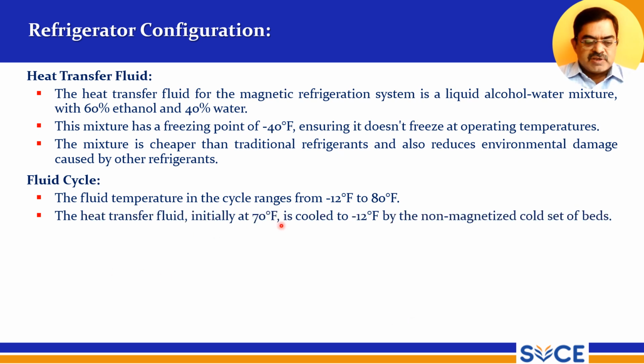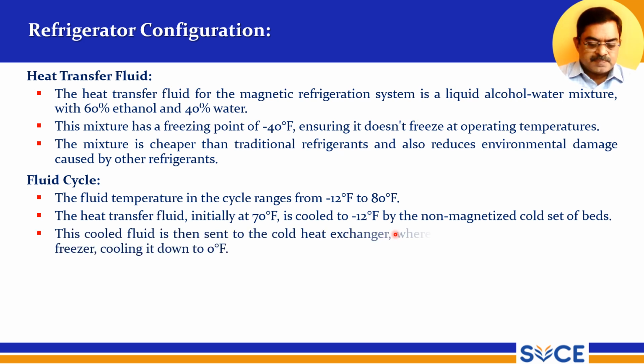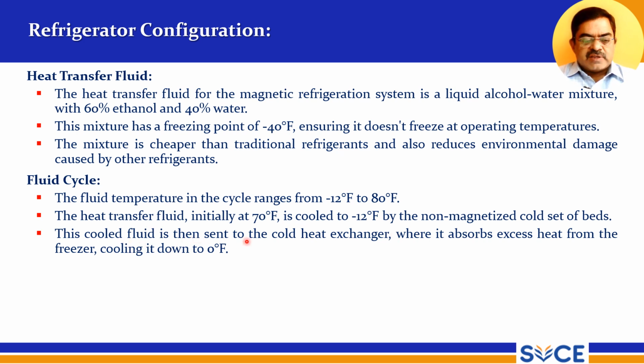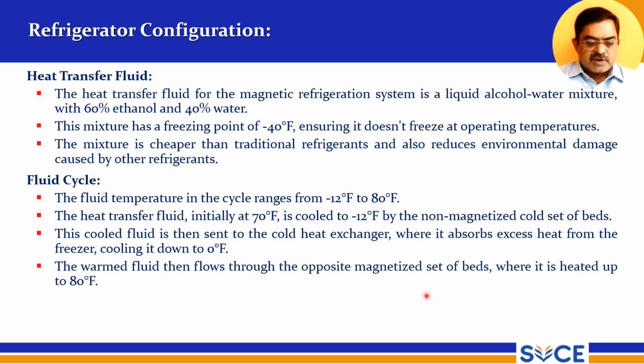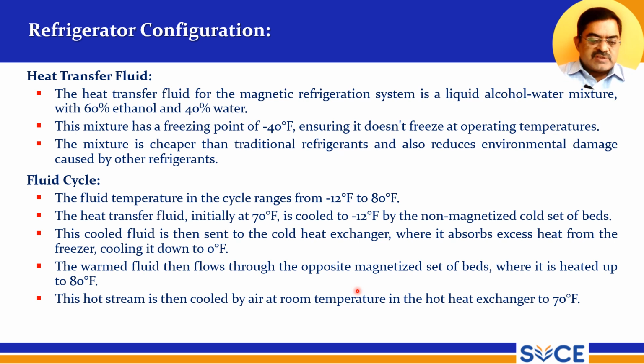The heat transfer fluid initially at 70 degrees Fahrenheit is cooled to minus 12 degrees Fahrenheit by the non-magnetized cold set of beds. This cooled fluid is then sent to the cold heat exchanger, where it absorbs excess heat from the freezer, warming up to 0 degrees Fahrenheit. The warmed fluid then flows through the opposite magnetized set of beds, where it is heated to 80 degrees Fahrenheit. This hot stream is then cooled by air at room temperature in the hot heat exchanger.